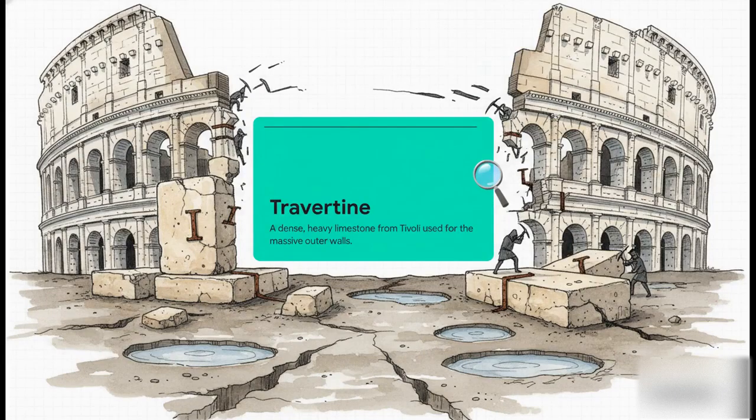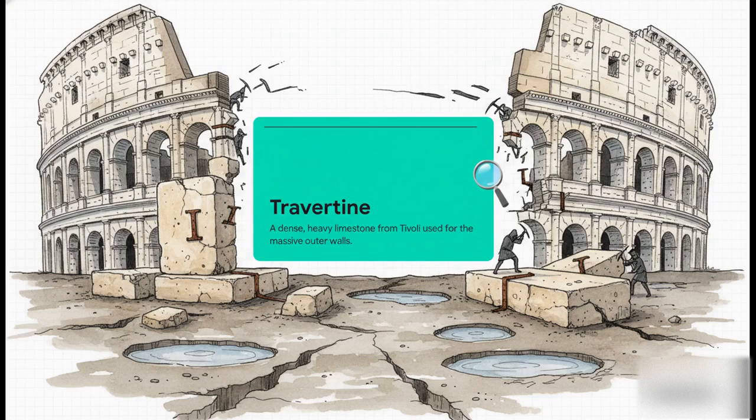To make matters worse, consider the sheer, immense weight they were piling onto this uneven geology. The outer walls were built out of travertine, which is a really dense, heavy limestone quarried over in Tivoli. We're talking an estimated 240,000 cartloads of this heavy stone dragged to the site, stacking over 50,000 tons of it high into the sky. And here's the kicker. They didn't even use mortar. Instead, they used 300 tons of iron clamps to hold the stones together.